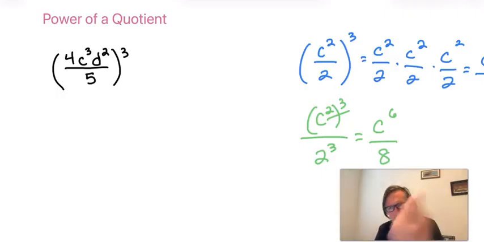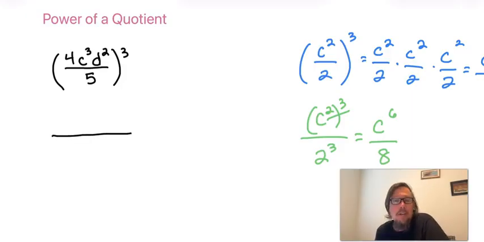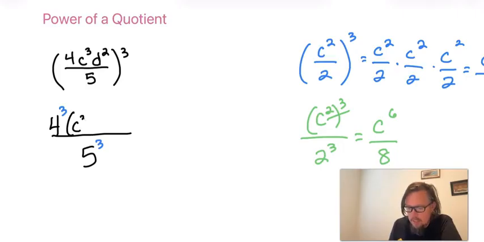So when we have this more complex quotient, it's only more complex because there's more stuff, but the math is identical. We're going to take each thing in this quotient and raise it to the third power. I'm actually going to do the denominator first just because there's only one thing in the denominator. It's going to be 5 to the third power. The top is going to be 4 to the third power. Then I'm going to have c cubed to the third power. And then we'll have d squared to the third power.